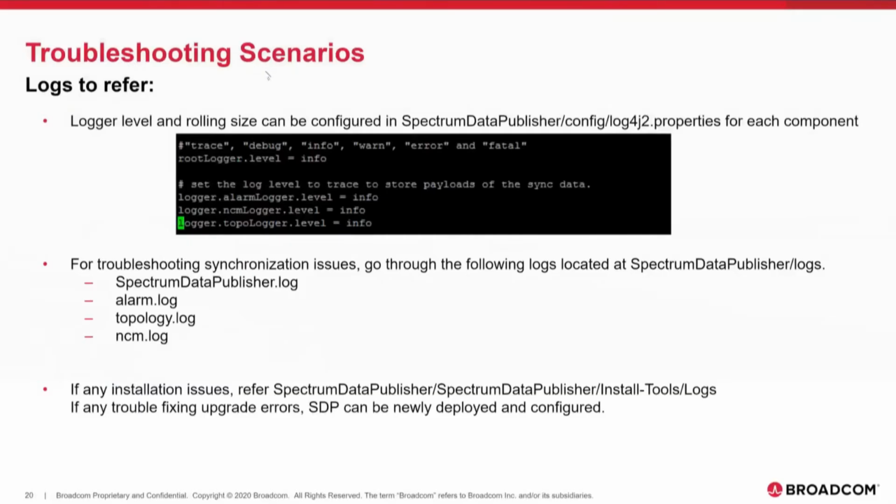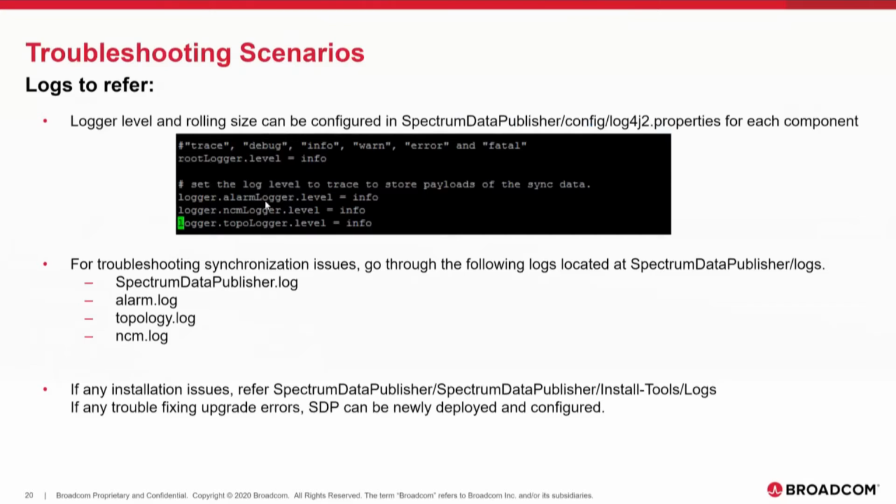So for troubleshooting, this is the first step: logger configuration. We have log4j2.properties inside the config folder of the Spectrum Data Publisher installation. There we can see something like root logger, alarm logger, NCM logger, and topo logger.